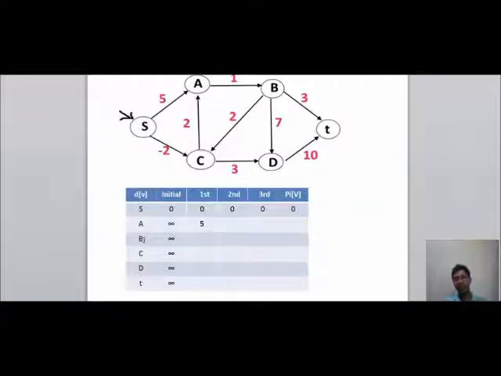We can easily understand this algorithm by this example, in which we have considered 6 nodes, that is S, A, C, B, D, T, in which S is the starting node and T is the ending node. Now we can consider this problem between any two nodes, in which the initial value of S we consider as 0, and all the other nodes we consider as infinity, as shown in the table.